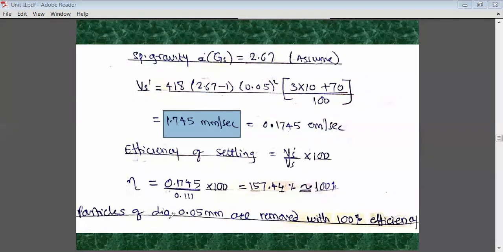So at last you can write down the sentence here. The particles of diameter 0.05 mm are removed with 100% efficiency.